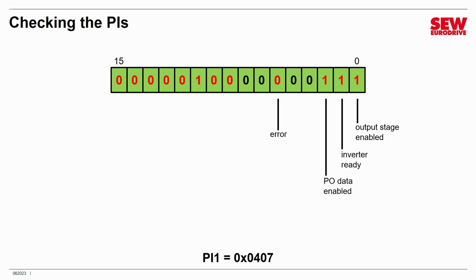Bit 5 is the error bit, and it's a 0, which means nothing's wrong. So the final 8 bits is not a fault code, it's a status code. And if we turn this from binary back into decimal, we get a code of 4. I looked this up in the MOVIMOT manual, and that simply means the MOVIMOT's enabled. And that's exactly what we'd expect since it's running.